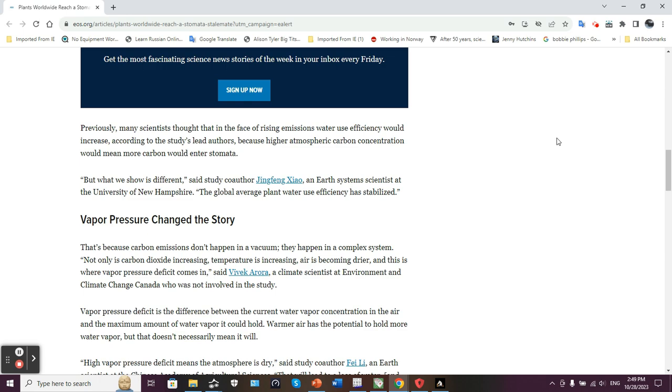Previously, many scientists thought that in the face of rising emissions, water use efficiency would increase, according to the study's lead authors, because higher atmospheric carbon concentration would mean more carbon would enter the stomata. Basically talking about pressure gradients and just forcing the gas into the plants. What we show is different, said study co-author Jingfeng Zhao, an earth system scientist at the University of New Hampshire. Global average plant water use efficiency has stabilized or leveled off.